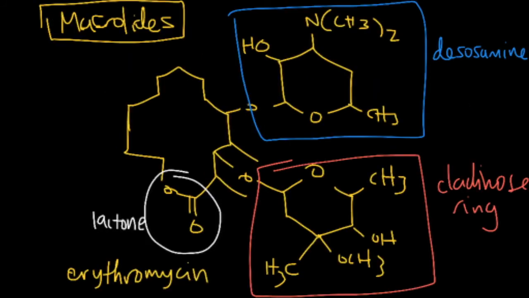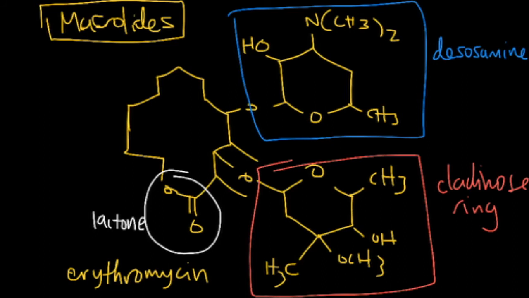Okay, so here is one macrolide. We're just going to talk about one structure-activity relationship of the macrolide, and that's erythromycin. Remember, macrolides have a large ring over here. That's why they're called macro, because there's a large ring. And you have a lactone over here. So always look for the large ring with the lactone, and you have a macrolide.